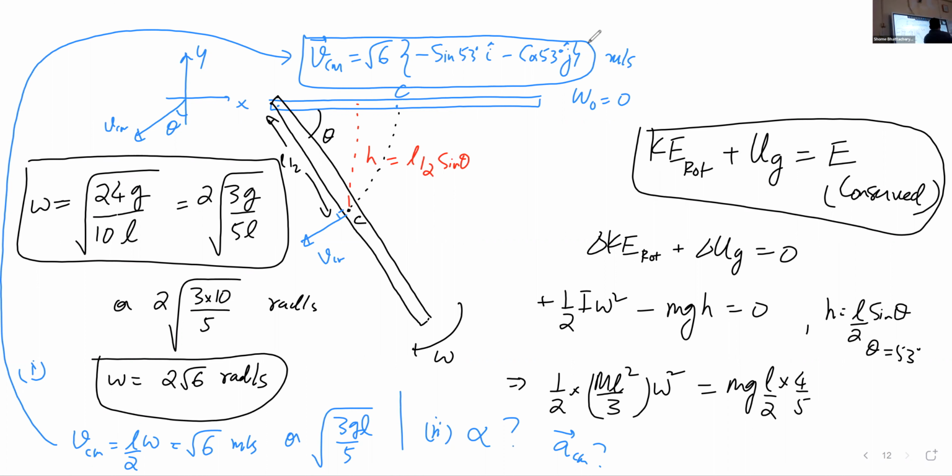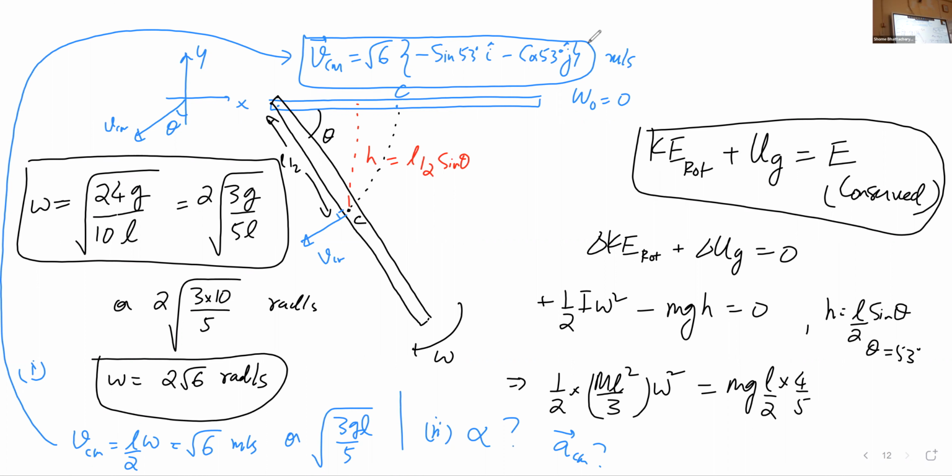Now this will require something different. To calculate alpha, what will we have to use? Here we used work-energy to calculate omega because alpha was variable. But to calculate the instantaneous value of alpha, we'll need the torque equation. So we'll again have to calculate torque equal to I alpha, but at the new instant when theta is 53 with the horizontal.